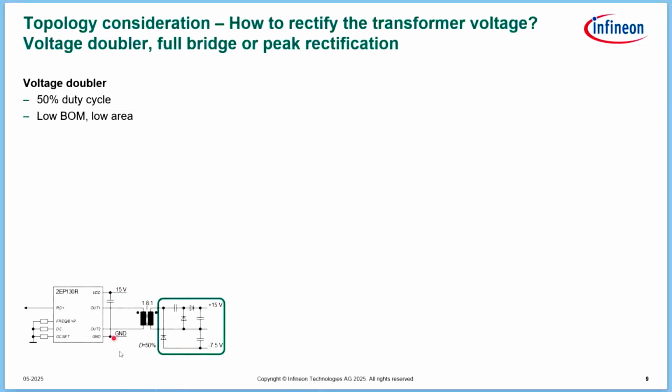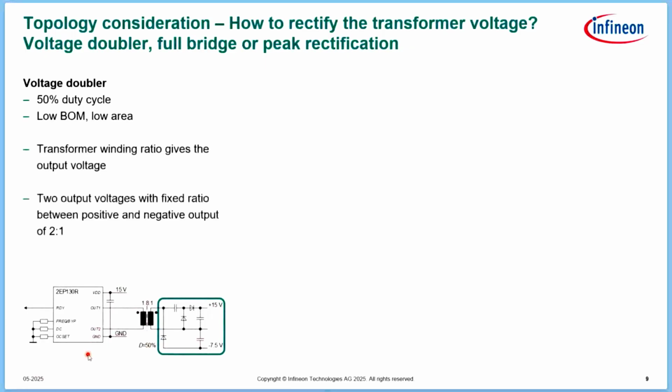If you remember the picture I showed in the beginning, where we compared it with our legacy product, the IR2085, where we made this voltage doubler topology, we can still use that one with the 50% duty cycle. It gives you still a very low BOM and a low area requirement, because the overall component count on the transformer driver side is quite low. But it has basically the same requirement that you simply have a fixed ratio between the output voltages of the positive and the negative one of 2 to 1. And of course, as always, the transfer ratio of the transformer is giving basically the output voltage here, depending on the input voltage.